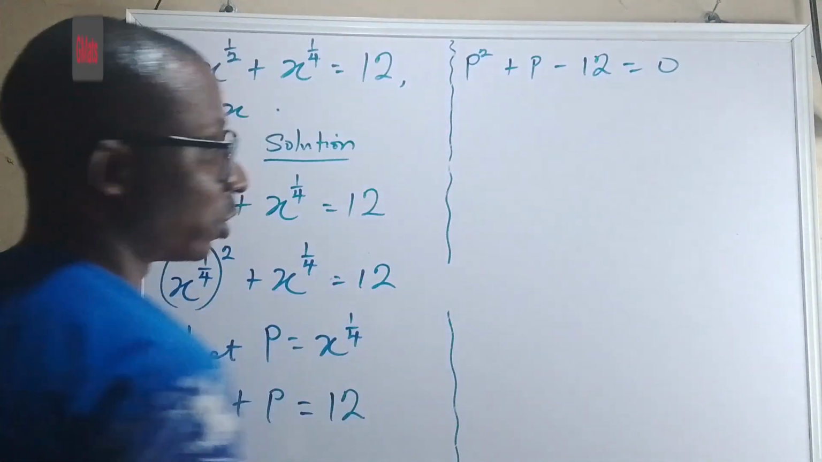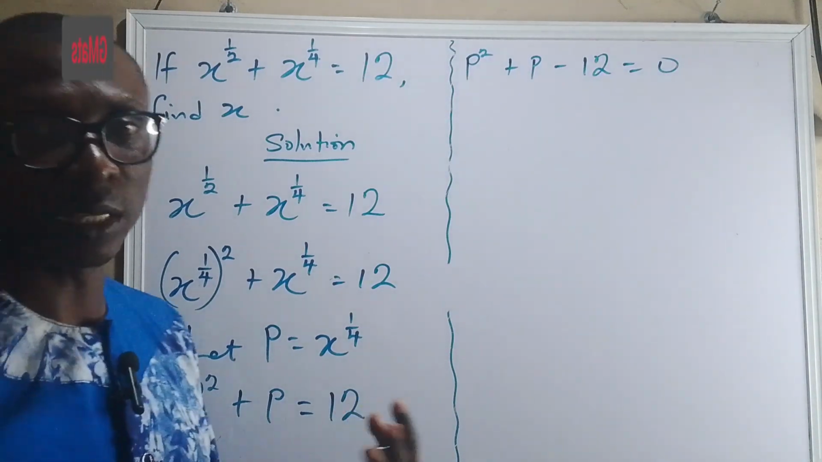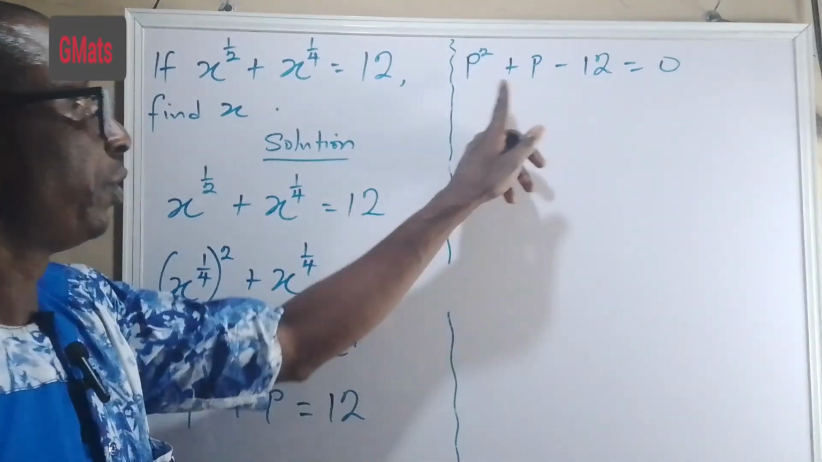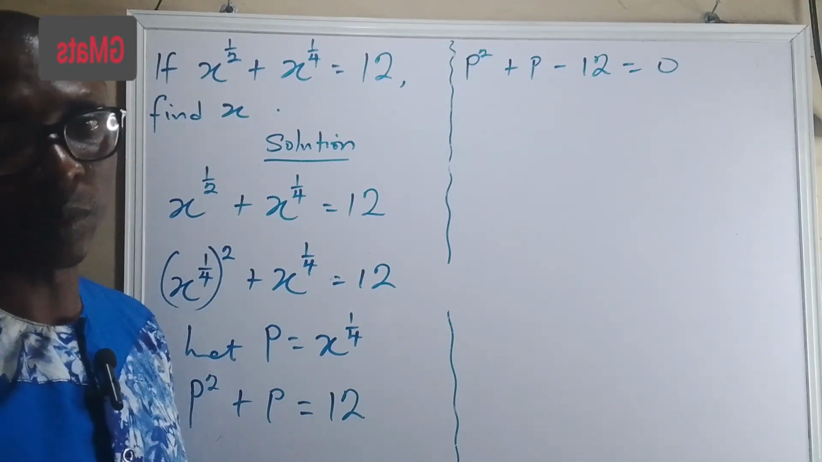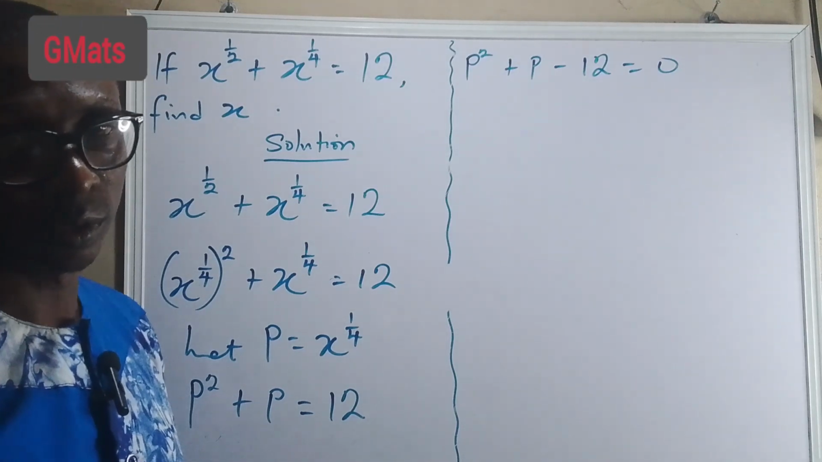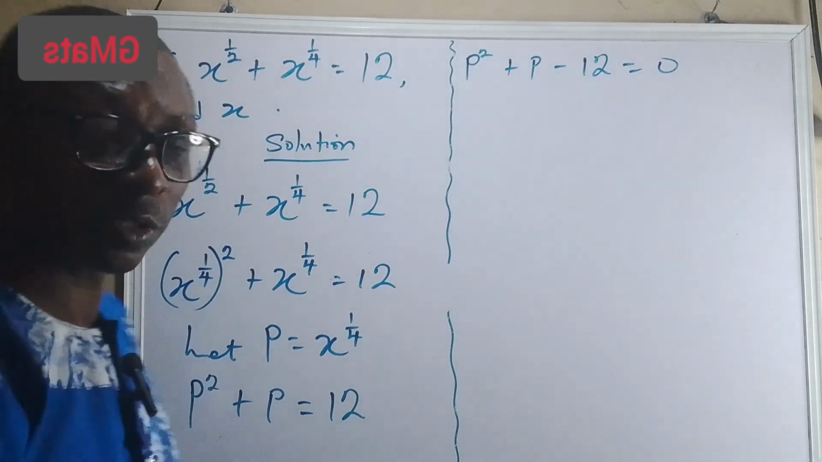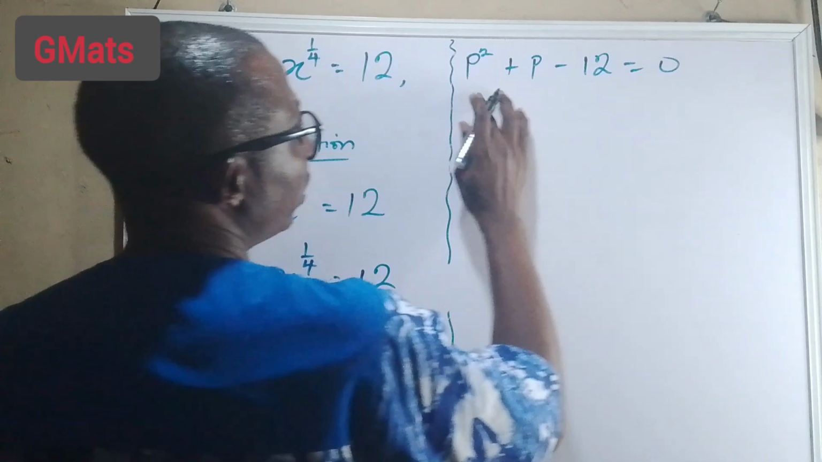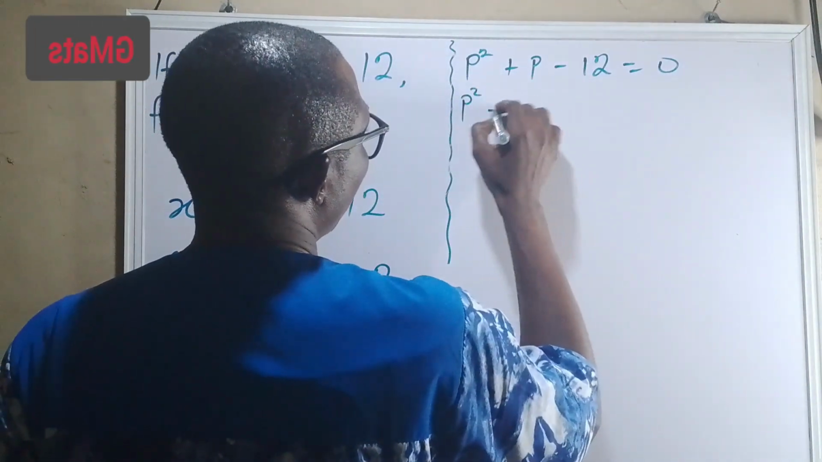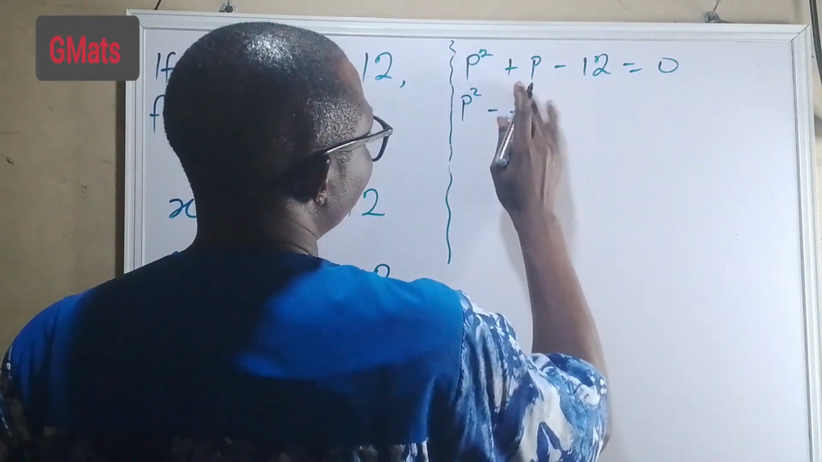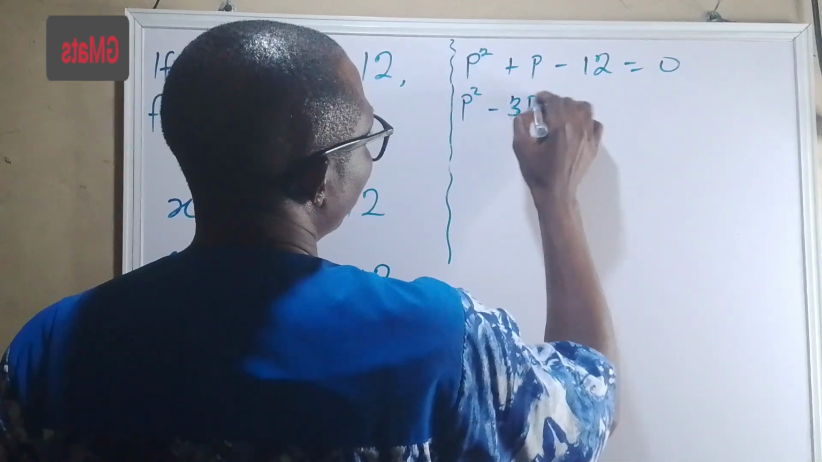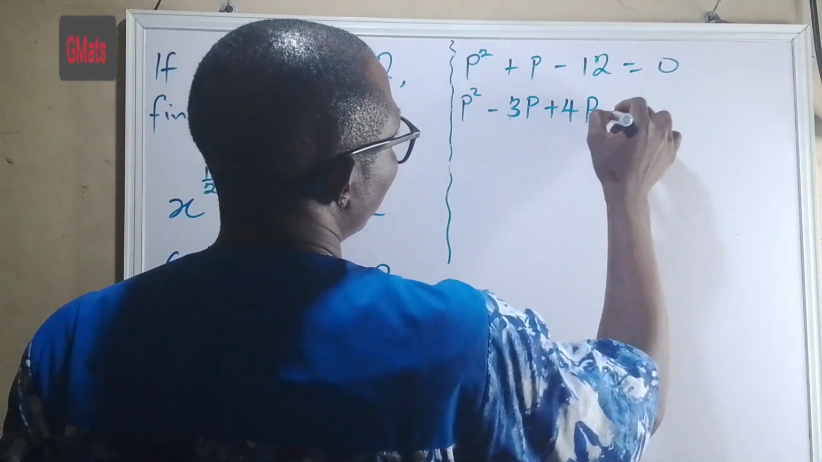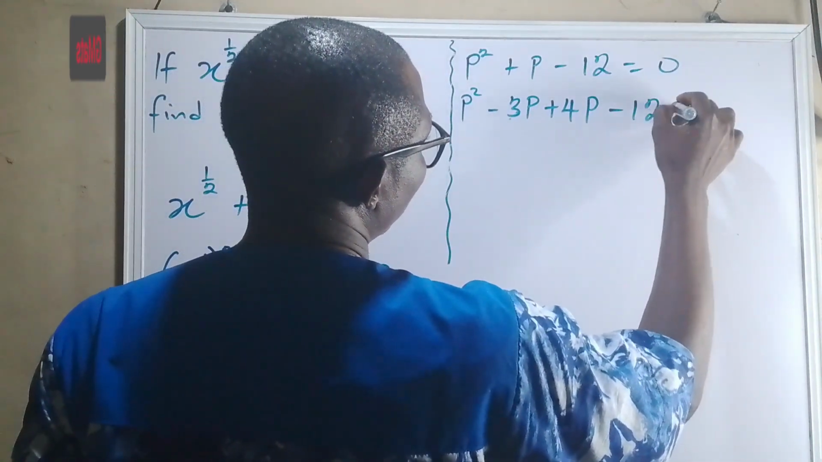This is a quadratic equation we solve. So you look for two numbers such that the addition will give you 1 and the multiplication gives you minus 12. So the two numbers are plus 4 and minus 3. So this turns to p squared minus 3p plus 4p minus 12 equals 0.